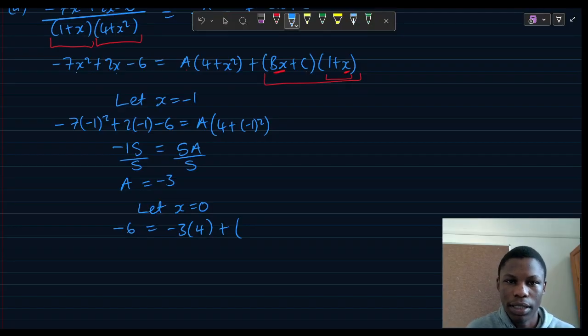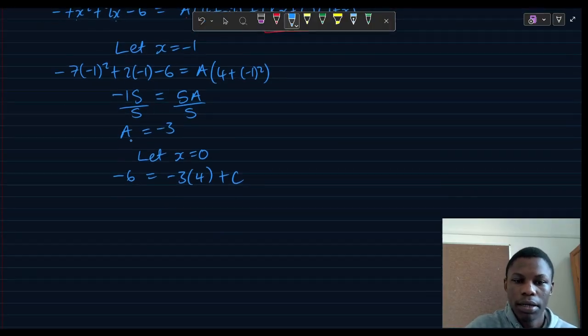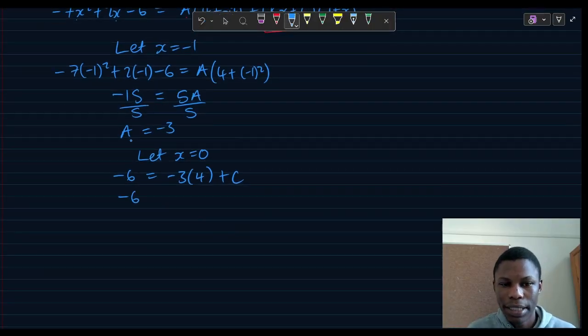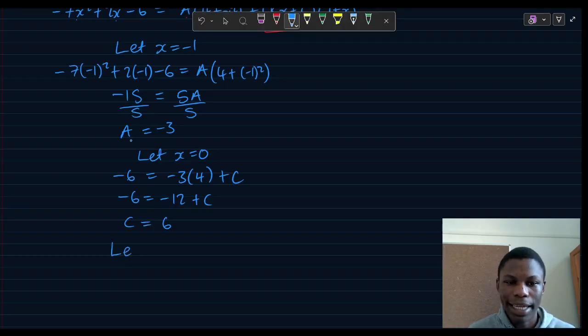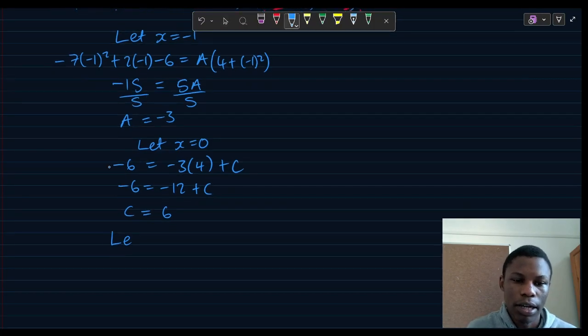So we've just got the c, and this is multiplying 1 plus 0. So it just times 1. And so we've got negative 6 is equal to negative 12 plus c. So c has to be 12 minus 6, which is 6. And now that we have a and c, we can literally just choose any value for x to allow us to evaluate b. So we can say let x equal 1.